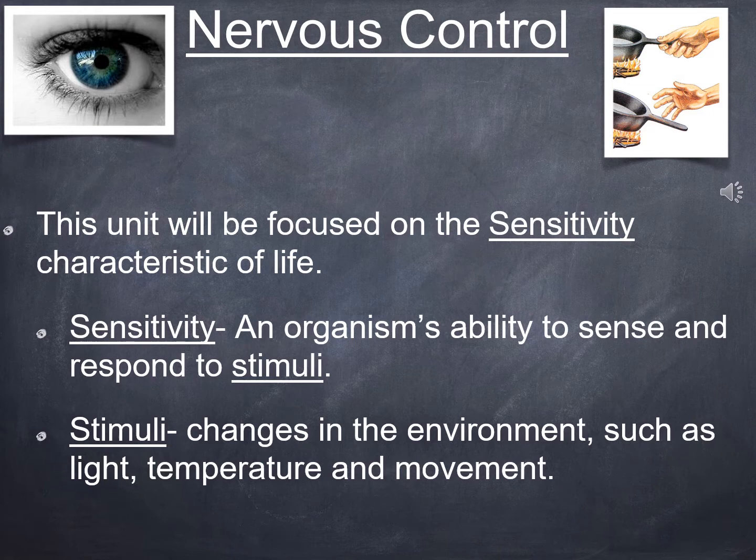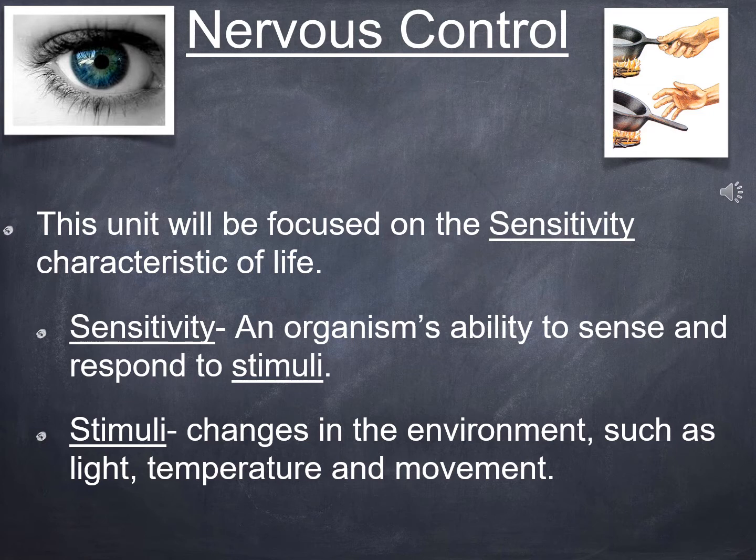Nervous control. Unit 10 is focused on the characteristic of life of sensitivity. If you remember from way back in Unit 1, sensitivity refers to an organism's ability to sense and respond to stimuli. Okay, so there are two main things that go into sensitivity.